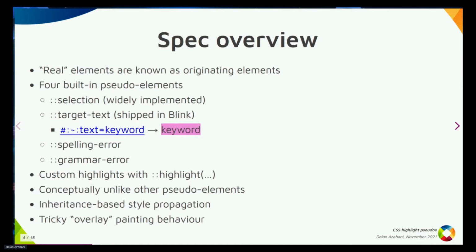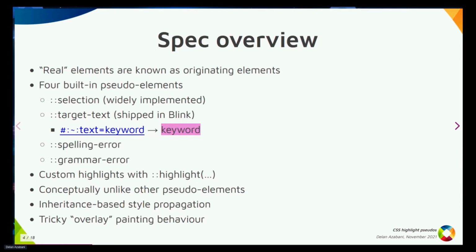Selection is quite special in that it was widely implemented and shipped before it was formalized in any specs. With target text, there's a new kind of fragment URL where you can have a link that jumps to and highlights a specific passage of text, and target text allows you to style that highlight. And with spelling error and grammar error, you can essentially style the squiggly lines that indicate where you might have misspelled or otherwise made a mistake in your input.